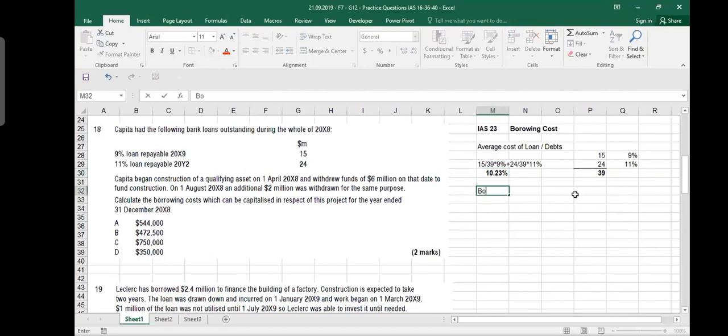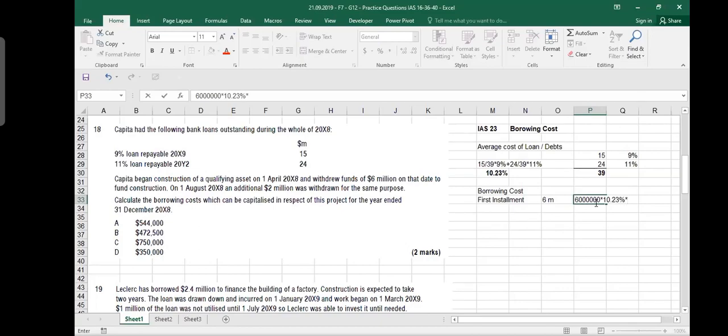Now you have to calculate your borrowing cost. So your borrowing cost, it says that on 1st April, it withdrew funds of 6 million on that date to fund construction. On 1st August, you took additional 2 million. So your first installment is about 6 million, right? And I will write down 6 million multiplied by 10.23%.